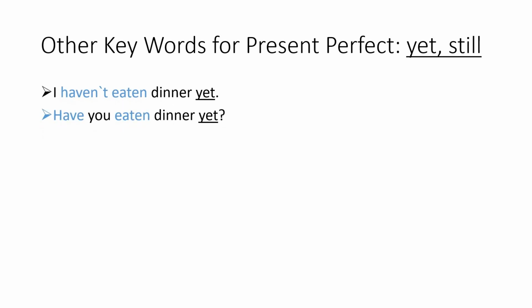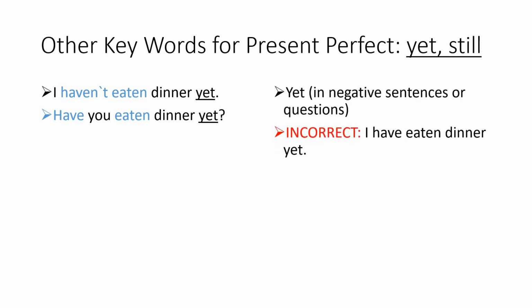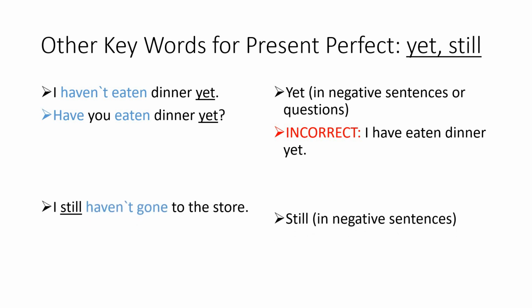Yet and still are also used with present perfect. For example, I haven't eaten dinner yet. Have you eaten dinner yet? Yet can be used in negative sentences or questions. Or, I still haven't gone to the store. Still is used in negative sentences.